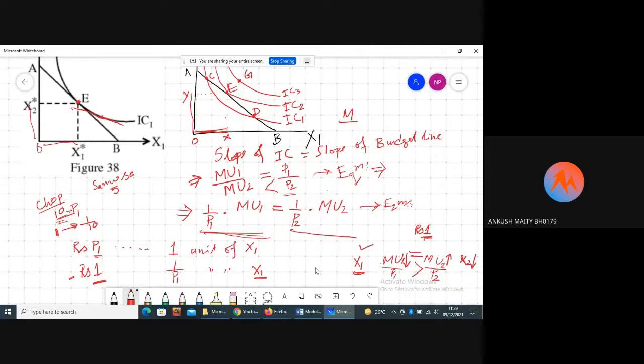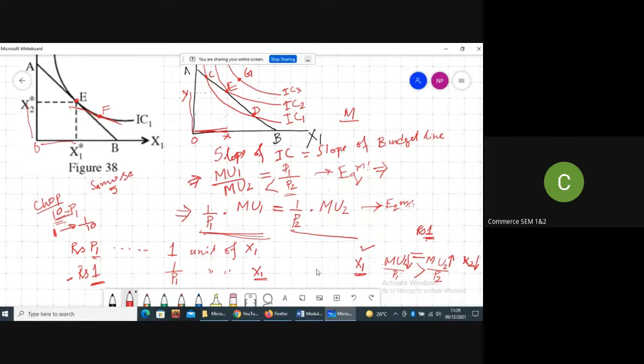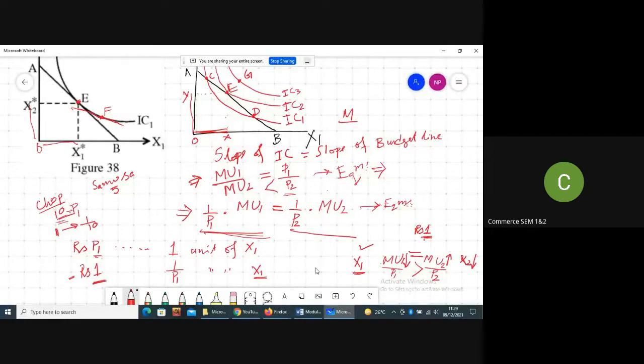স্যার একবার রিপিট করবেন? I'm saying that, for example, take this point, point F. Now draw a tangent from the IC at point F. So this will be the tangent of the IC. Now we can see that the slope of the IC, which is the tangent of this indifference curve IC1, is less than the slope of the budget line, which is AB. So AB is steeper than this straight line. So you can write that the slope of IC is less than the slope of the budget line P1 by P2. So what will happen in this case?